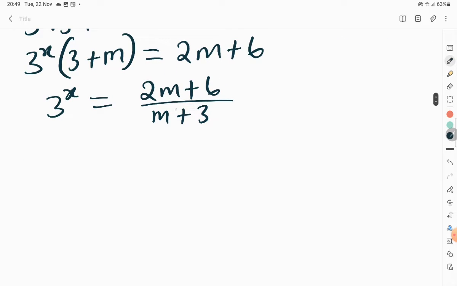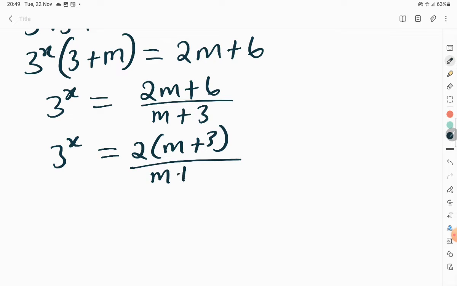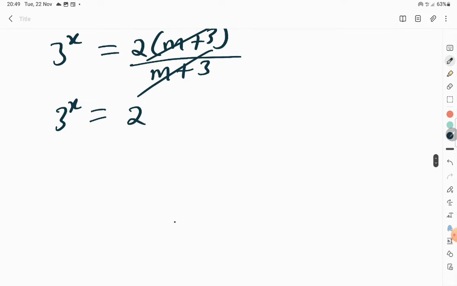Okay, now having noticed that on the right hand side you can factorize by taking out 2 on the numerator, because it is common to both terms. Having taken out 2, you'll be left with m plus 3, then on the denominator you have m plus 3, which is common, so you can just cancel these out. Therefore you'll be left with this simple exponential equation, where we cannot change the bases to be the same, so you will need to apply logarithms.